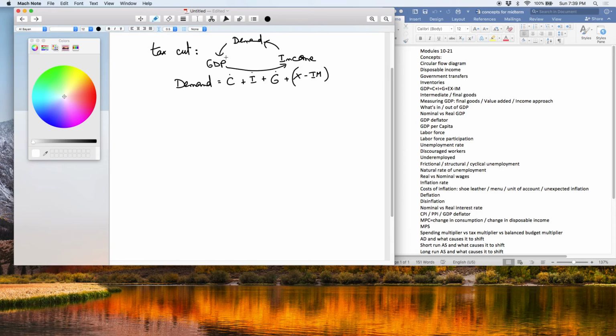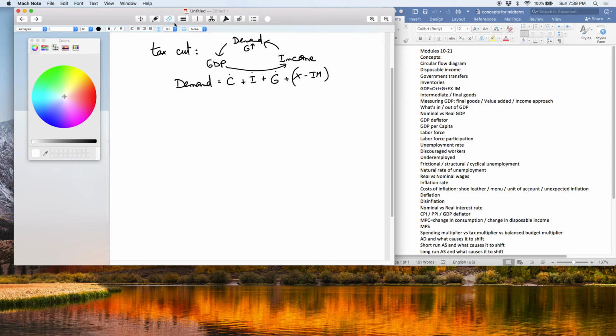With the spending multiplier, we know if the government spends more money, okay, that's immediately going into the economy. So for every dollar the government spends, the economy grows by a dollar times 1 over 1 minus MPC. Same thing for investment, consumption, net exports.